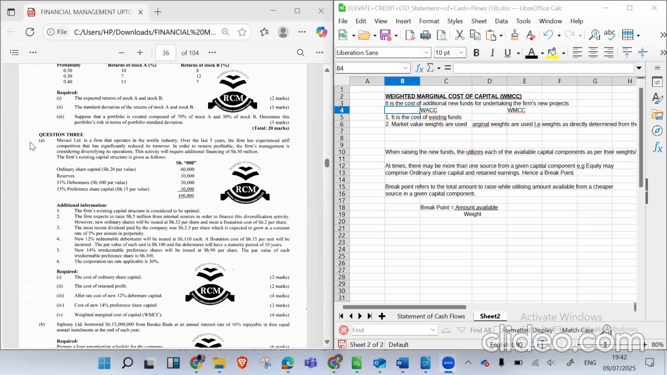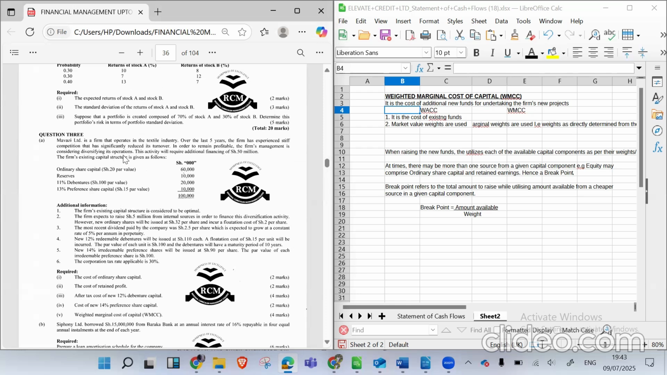difference. We are told that Mavazi Limited is a firm that operates in the textile industry. Over the last 5 years, the firm has experienced stiff competition that has significantly reduced its turnover. In order to remain profitable, the firm's management is considering diversifying its operations. This activity will require additional financing of 50 million. Look at the English in the question. Additional financing of 50 million, meaning when I'm raising the additional 50 million, the cost of getting it is WMCC, not WSCC. WSCC is the cost of what we have.